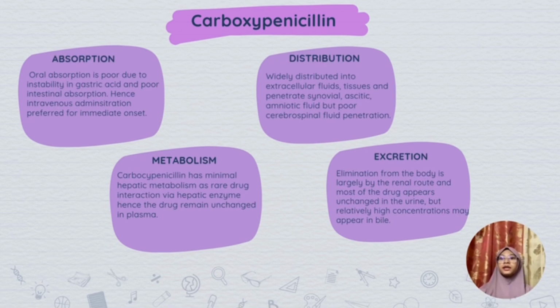Metabolism. The drug undergoes minimal metabolism in the liver, meaning it rarely interacts with liver enzymes. Most of the drug stays unchanged in the blood, reducing the risk of drug interaction. And last, elimination. Carboxypenicillin is mainly removed from the body through the kidney, with most of it excreted unchanged in urine. Some of the drug may also be excreted in bile, contributing to its removal.